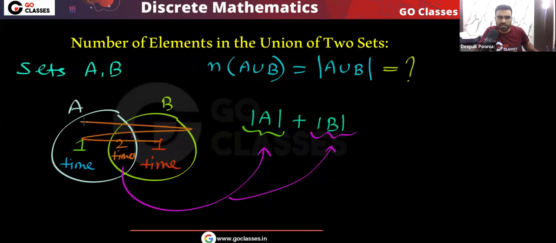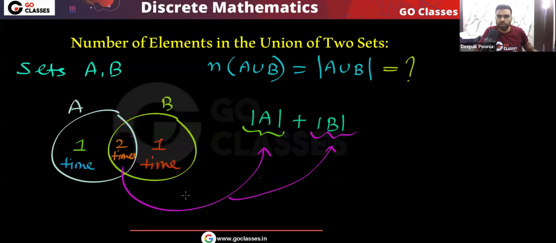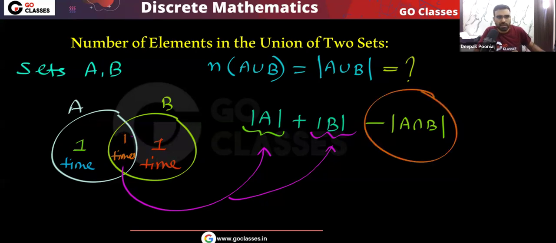Okay, but remember, in this A union B, I just want to count all the elements only one time. So what I need to do, very simple, because these common elements I have counted two times, I need to remove them one time. Okay, so what I will do, I will do minus A intersection B. Because this is the area of intersection. So you can see these elements I will remove one time. Now this count I have made it one time, yes or no? I have already done the minus of this A intersection B elements. So you can see now this is one time.